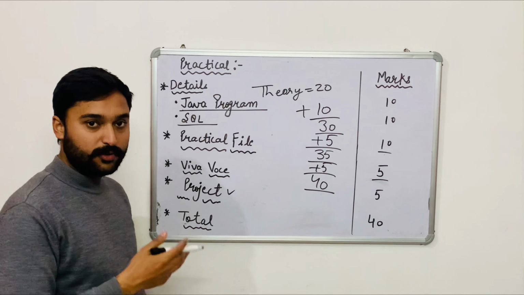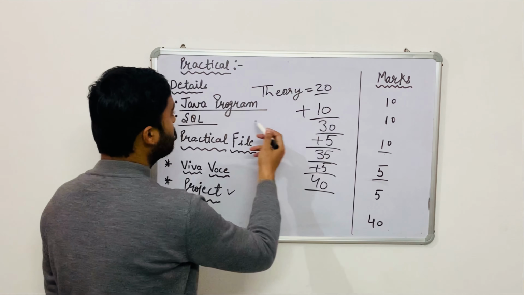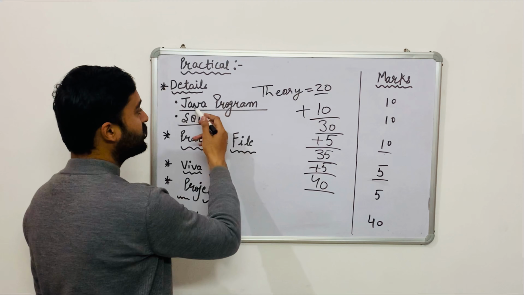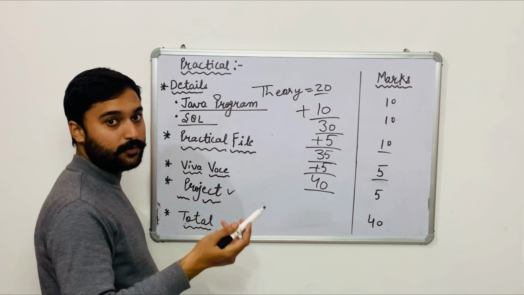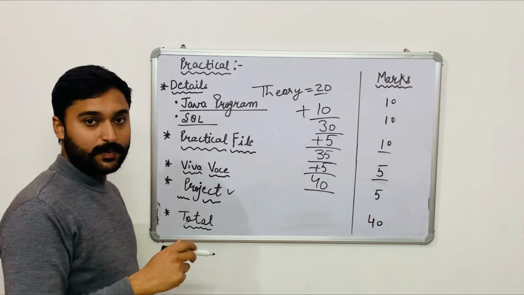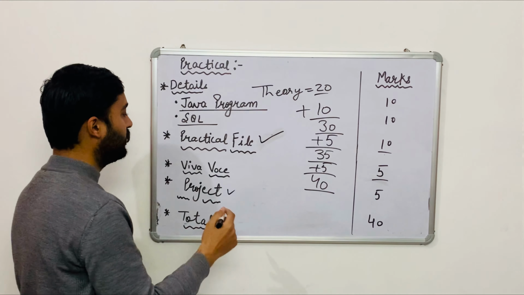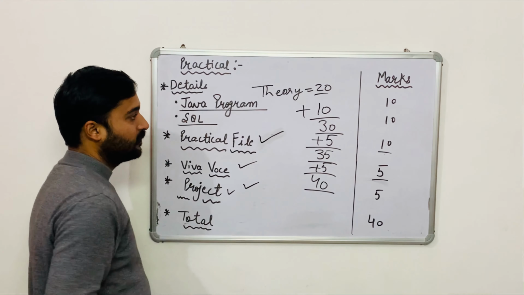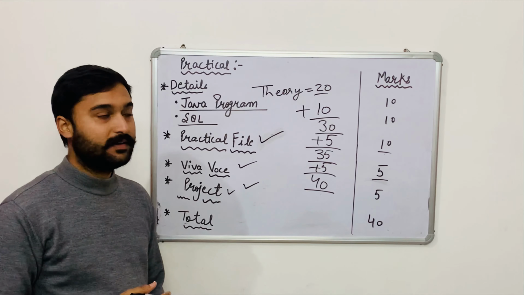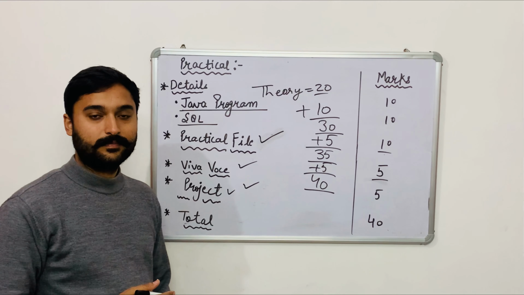So I am going to repeat it again. That theory is of 20 marks, 10 marks is coming from the Java programs, 10 marks is of your SQL program which you have to do in the theory paper of practical. Then 10 marks is coming from your practical file, making 30, plus Viva is of 5 marks and project is of 5 marks. So I think now you have clarity of your practical details of IT 802.